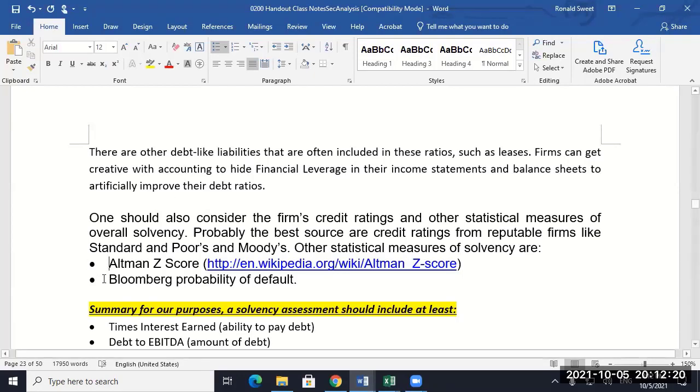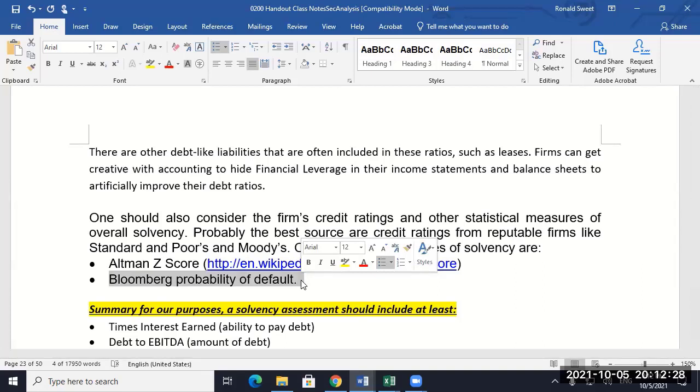But Bloomberg does have a ratio. We're going to use the Bloomberg in paper 7. Paper 7, you need some measure of risk. So you can bring in debt, you can bring in times interest earned, you bring in all these other things.